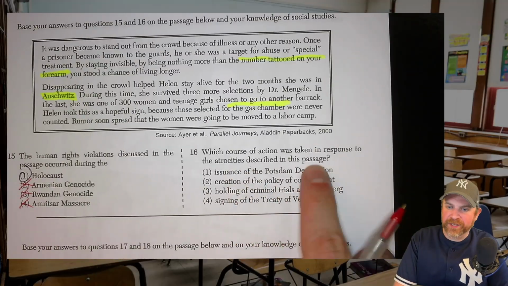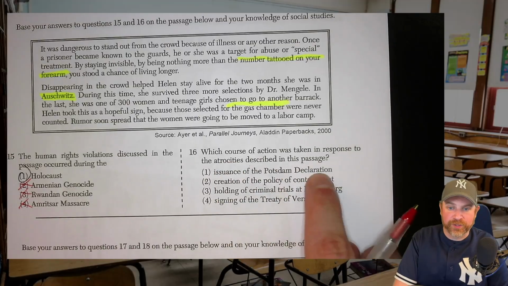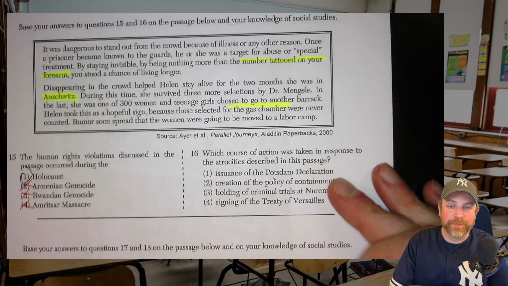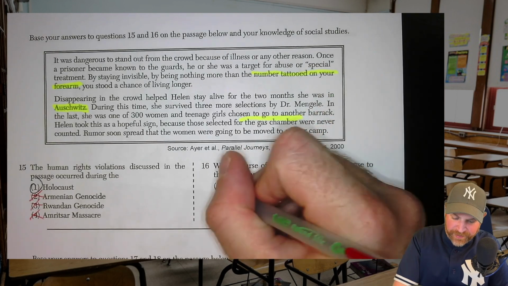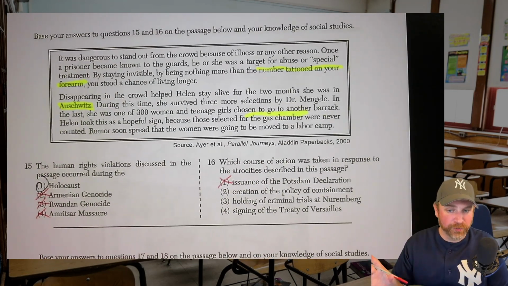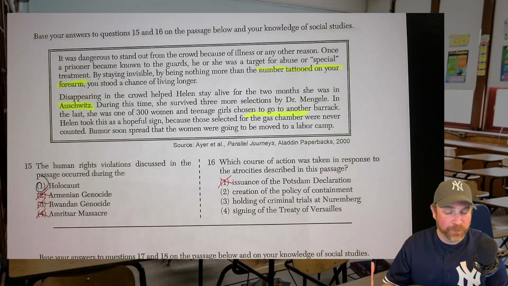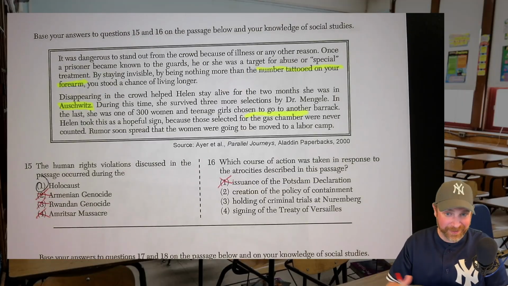16. Which course of action was taken in response to the atrocities, meaning really horrible events, described in the passage? So what happened in response to the Holocaust? Well, it's not the issuance of the Potsdam Declaration. That's a tough answer choice. That's when America basically told Japan in 1945, hey, Japan, we've got this really new weapon. We're going to need your unconditional surrender, or we're going to use it. Then they used the atomic bomb on Hiroshima and Nagasaki.